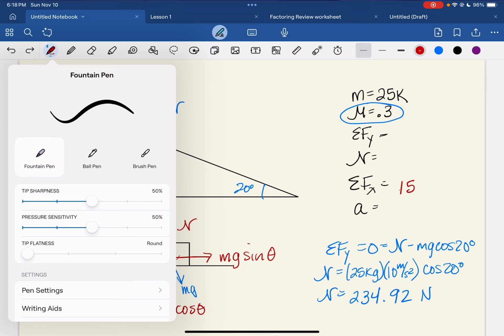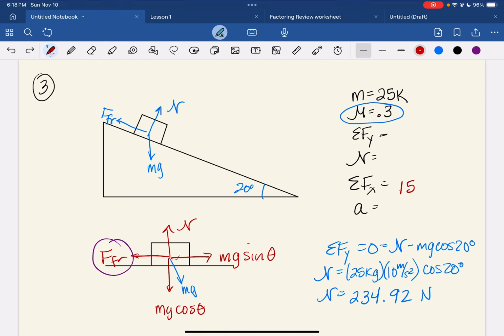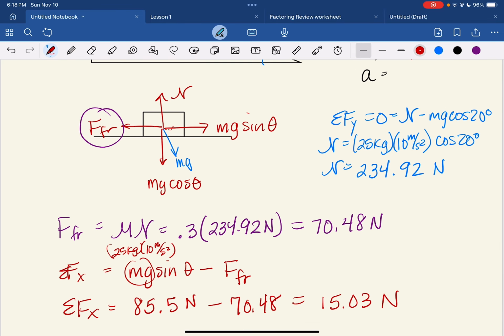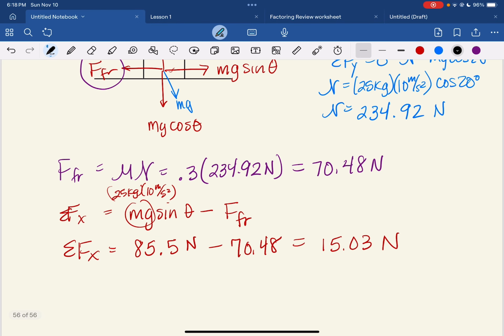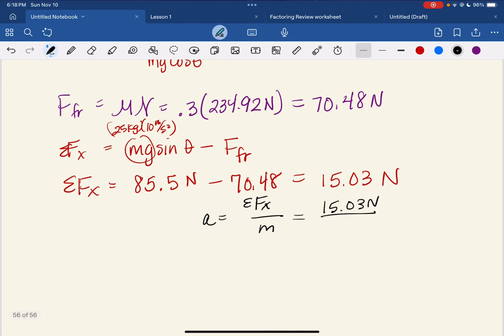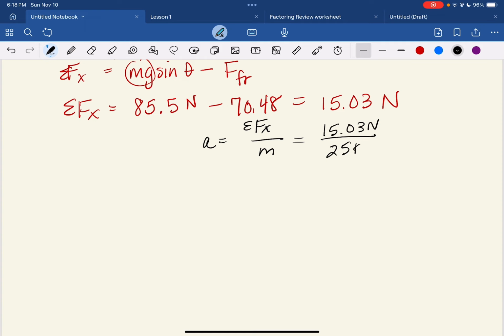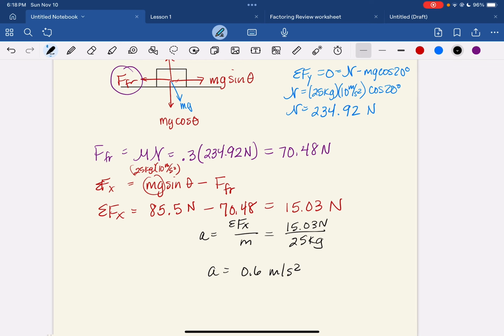Oops, sorry. 15.03 newtons. My normal force we said was 234.92 newtons. All right, and then we're going to figure out what my acceleration is. My acceleration is going to be the sum of the forces in the x direction over my mass. So that would be 15.03 newtons divided by 25 kilograms. So 15.03 divided by 25 gives me an acceleration of 0.6 meters per second squared.